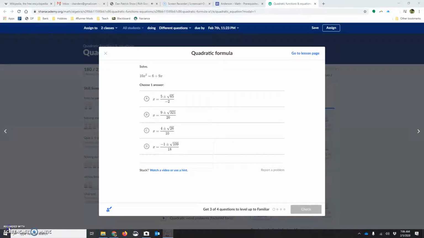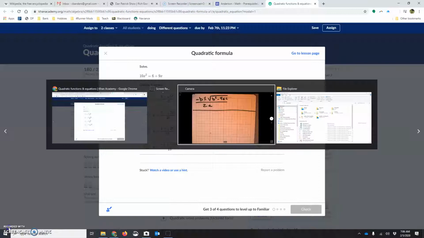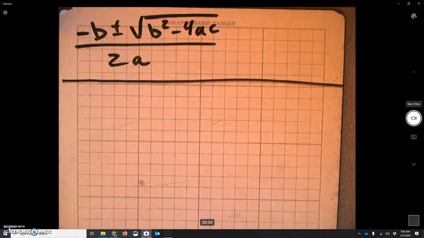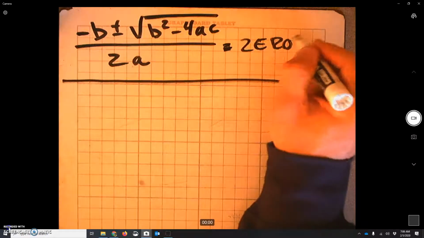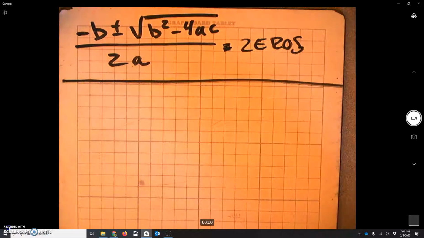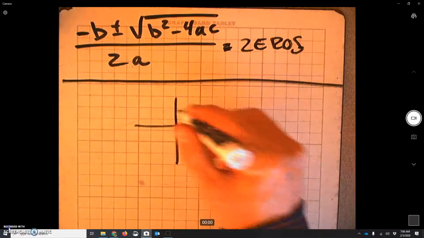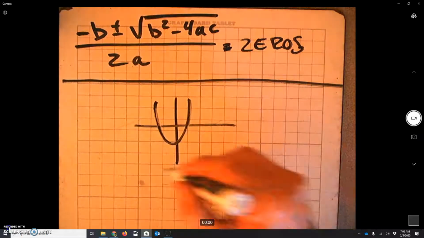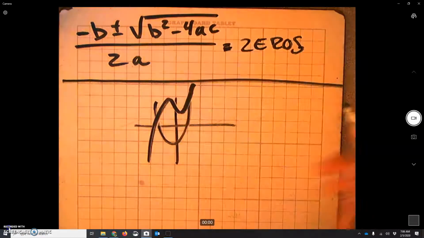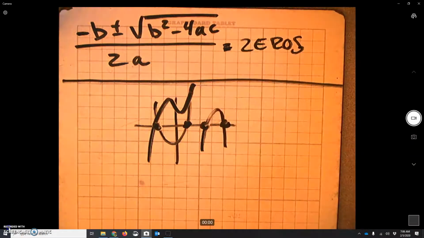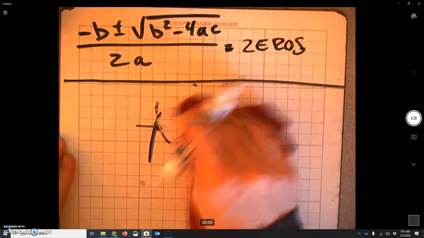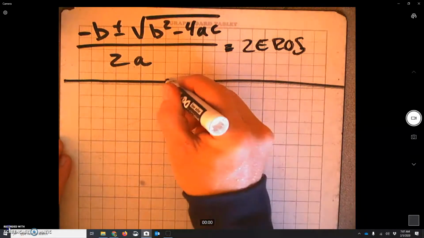Quadratic formula. For this, we are always using this formula right here, and this equals our zeros. This is the same thing as factoring. When you're factoring, you're finding your zeros, and that is once again where our graphs cross the x-axis, wherever that may be. So these would be our zeros right here. Or upside down, they'd be zeros there. It's where the graph crosses our x-axis.